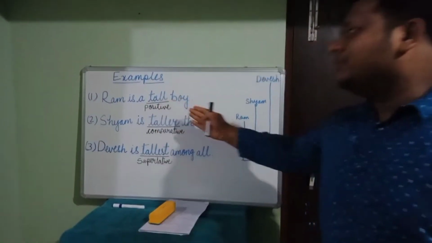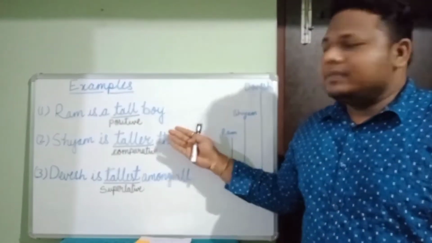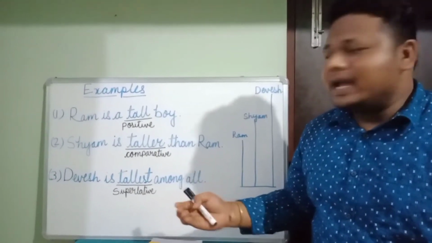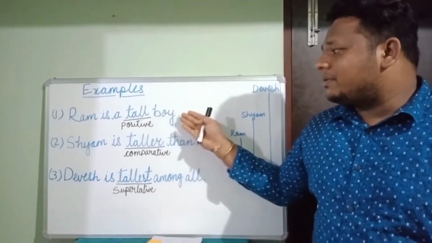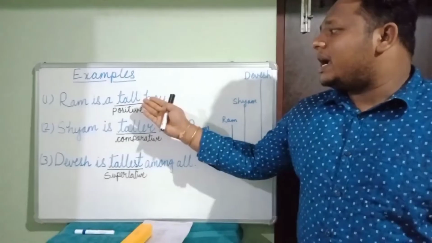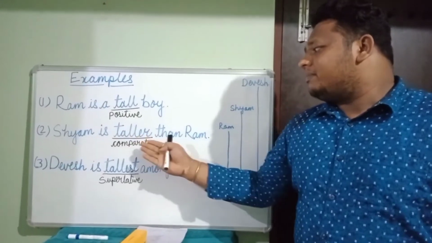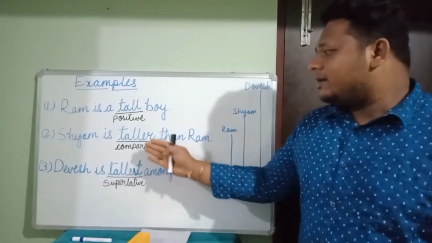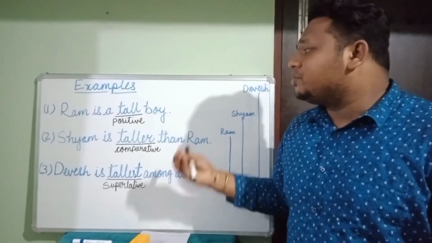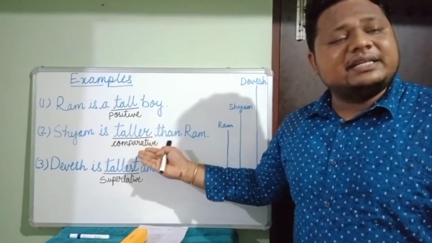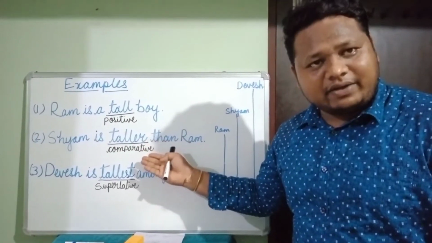Let us understand the degrees of adjectives with the help of some examples. Example 1. Ram is a tall boy. Here, the adjective tall is just describing the height of Ram. We are not comparing the height of Ram with anyone. So the adjective tall is in positive degree. In example 2, Shyam is taller than Ram. Here the adjective taller is used to compare the height of Ram with Shyam. So the adjective taller is in comparative degree.